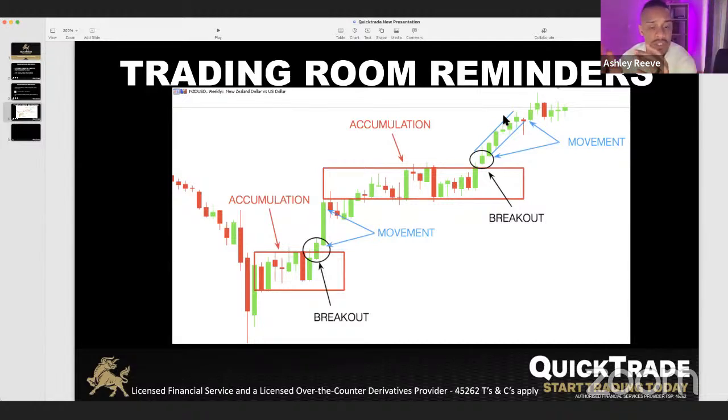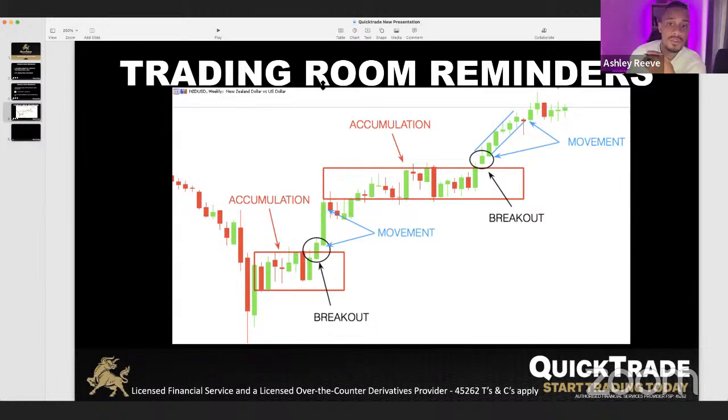So the structure changes after the accumulation. It now goes to breakout. And then within that breakout, there's another change in structure where it changes to the movement phase. That means price is now on the run. And so there's guys that are trading the different structures. Some guys trade the breakout phase, others trade the movement phase, others prefer to look within the accumulation phase. But I can say this to you with confidence.